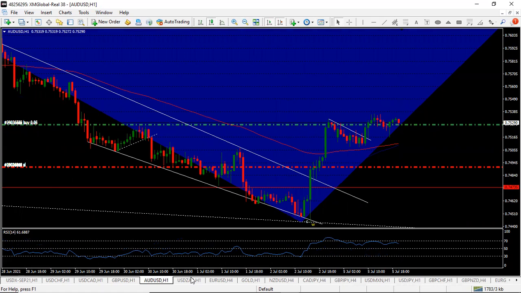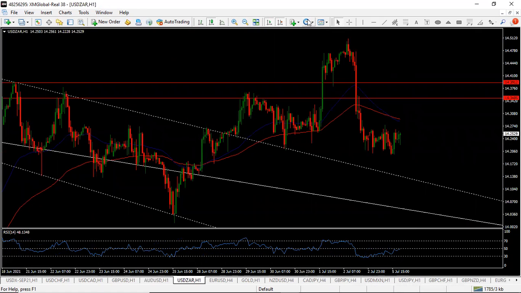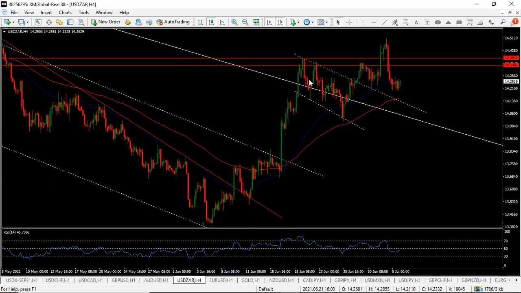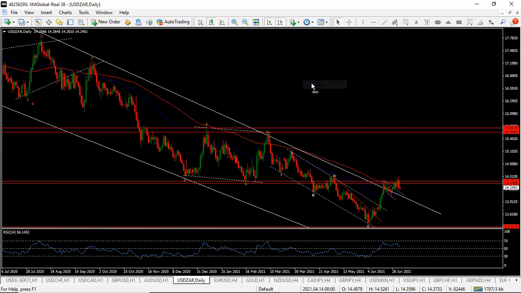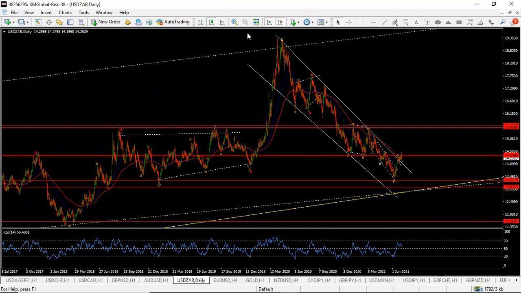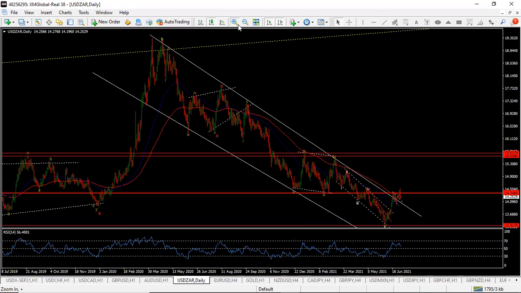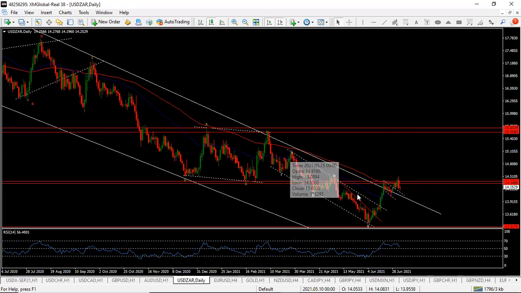Okay, then we go to USD ZAR. So with USD ZAR, what happened? Did I update anything more? With USD ZAR also, you can see that they finally broke out this channel which they were failing to break. So now it's a breakout. So this was 4. Then 1, 2, 3, 4, 5, 4, 3.